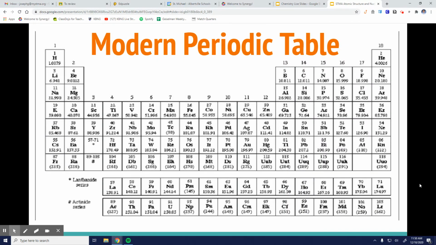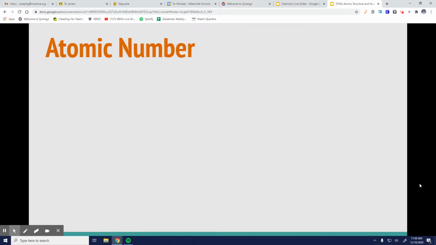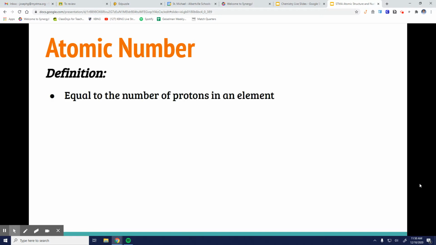When we look at the periodic table, the elements are organized into all these different groups, and as we get into the class, you're going to notice a pattern between where they are and what characteristics they have. The first thing we need to know is that the periodic table is organized by atomic number. What is atomic number? Well, the atomic number is equal to the number of protons in that element.